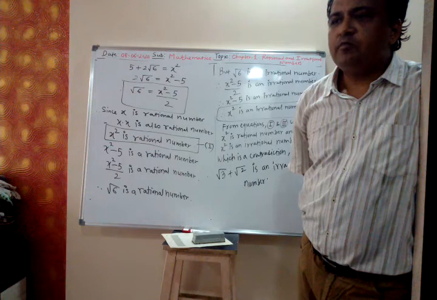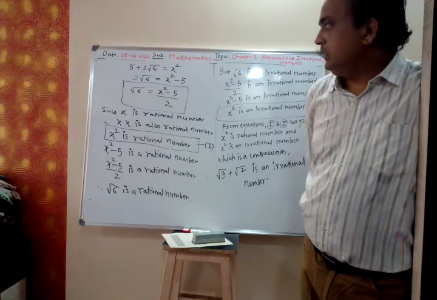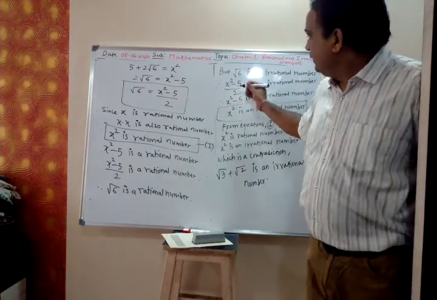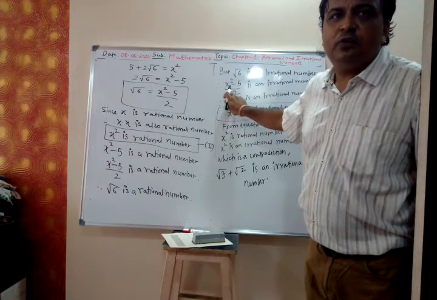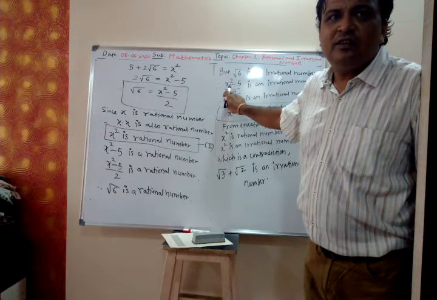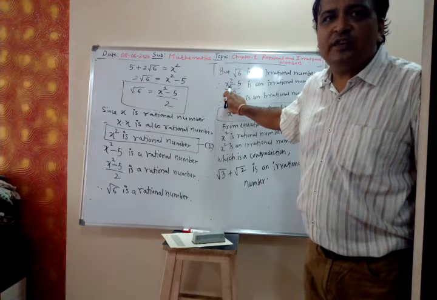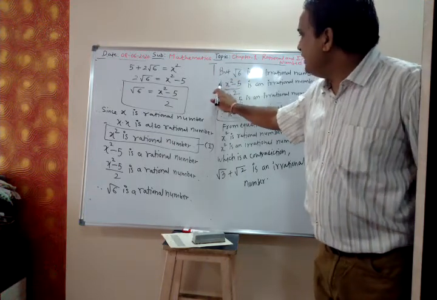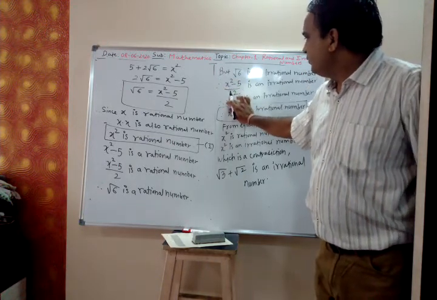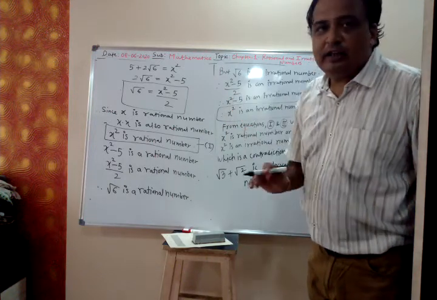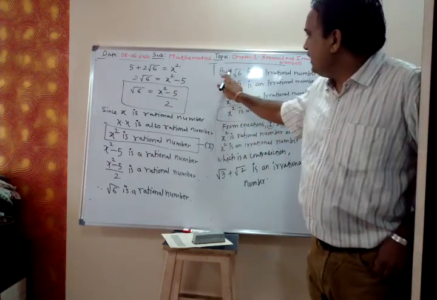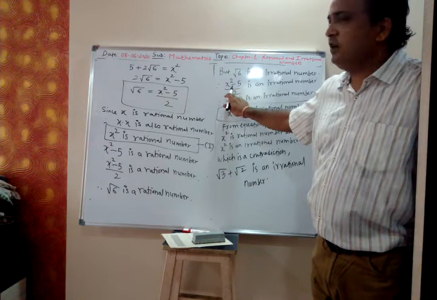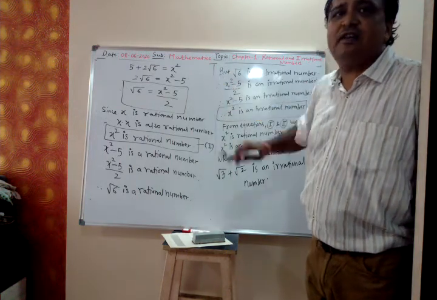Sir, x square minus 5 by 2 is an irrational number, so where did the 2 go? Because x square minus 5 by 2 is irrational, no? Tell me, is 2 irrational or rational? 2 is rational. That means this part will be irrational. This entire number is irrational. That is what I am telling. The entire number is irrational, but this is not irrational. That means this part has to be irrational.